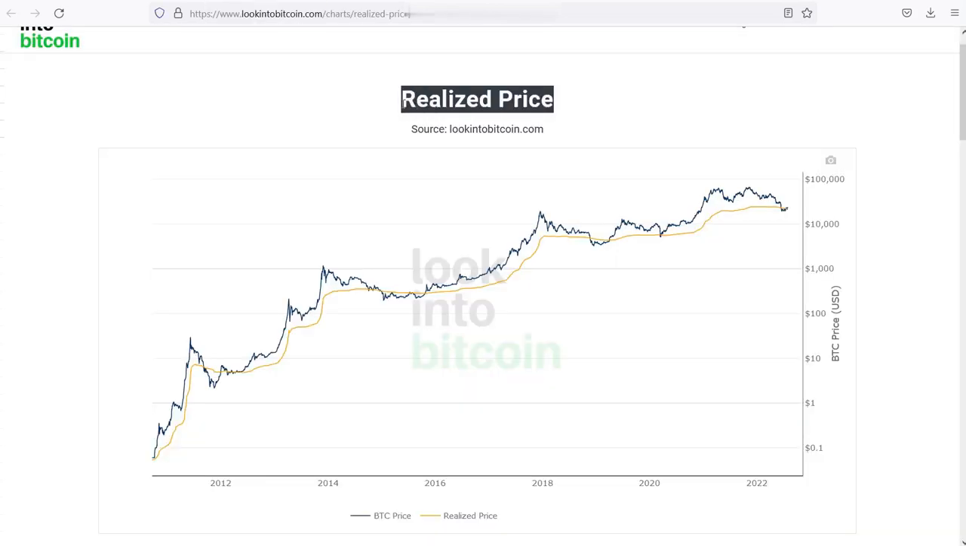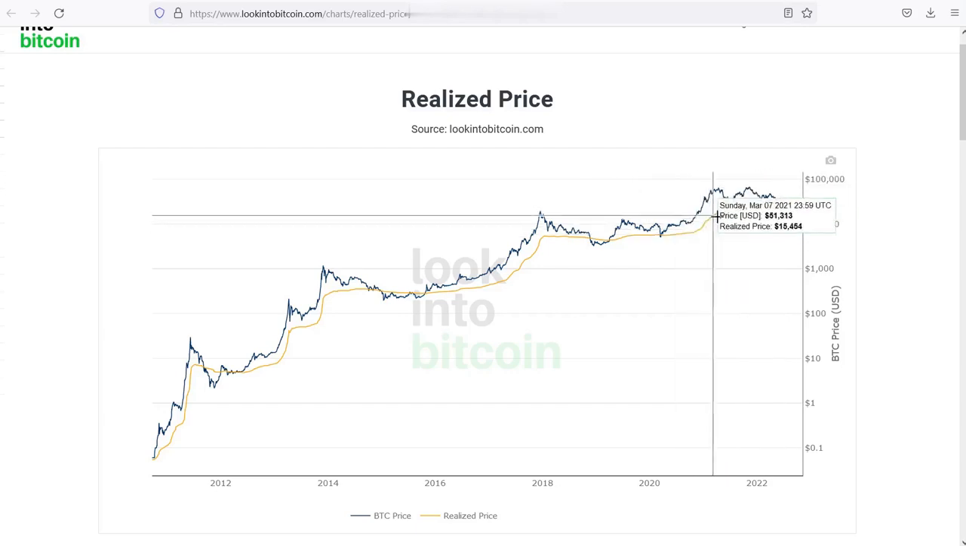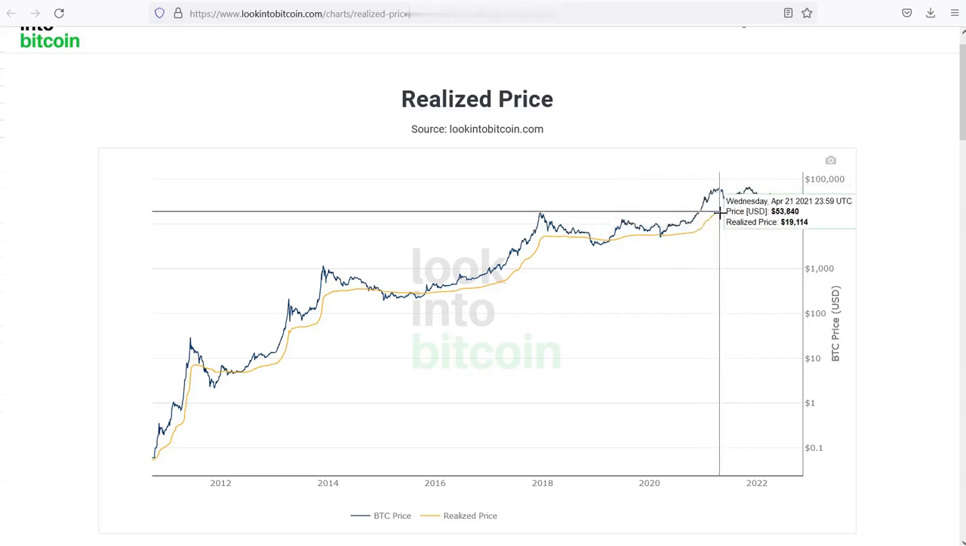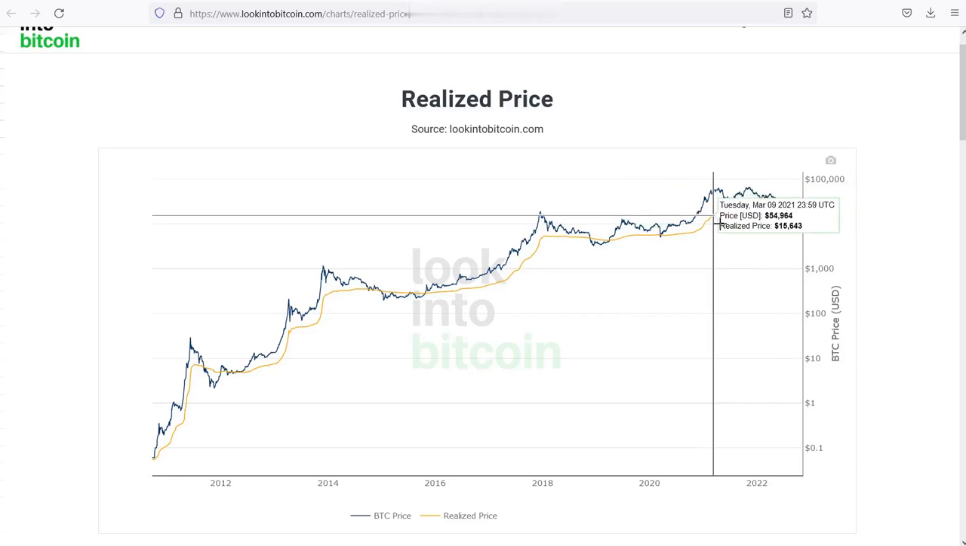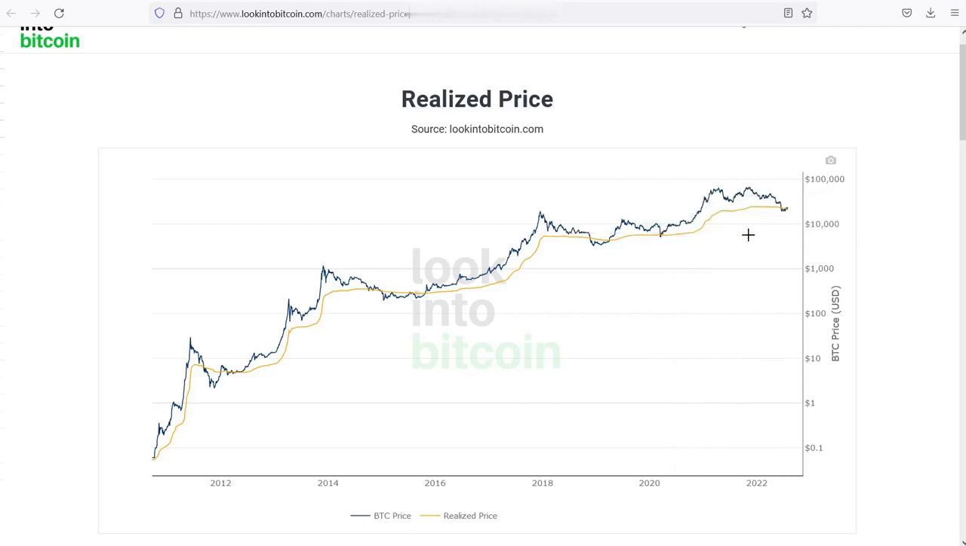The next thing I want to discuss is the realized price, because this is something important as we speak. The line that you see in blue is the price of Bitcoin, and the orange line marks something called the realized price, which coincides with the 200-week moving average, at about 21,000 to 22,000 levels. So what has happened recently is that we have come back above the realized price.